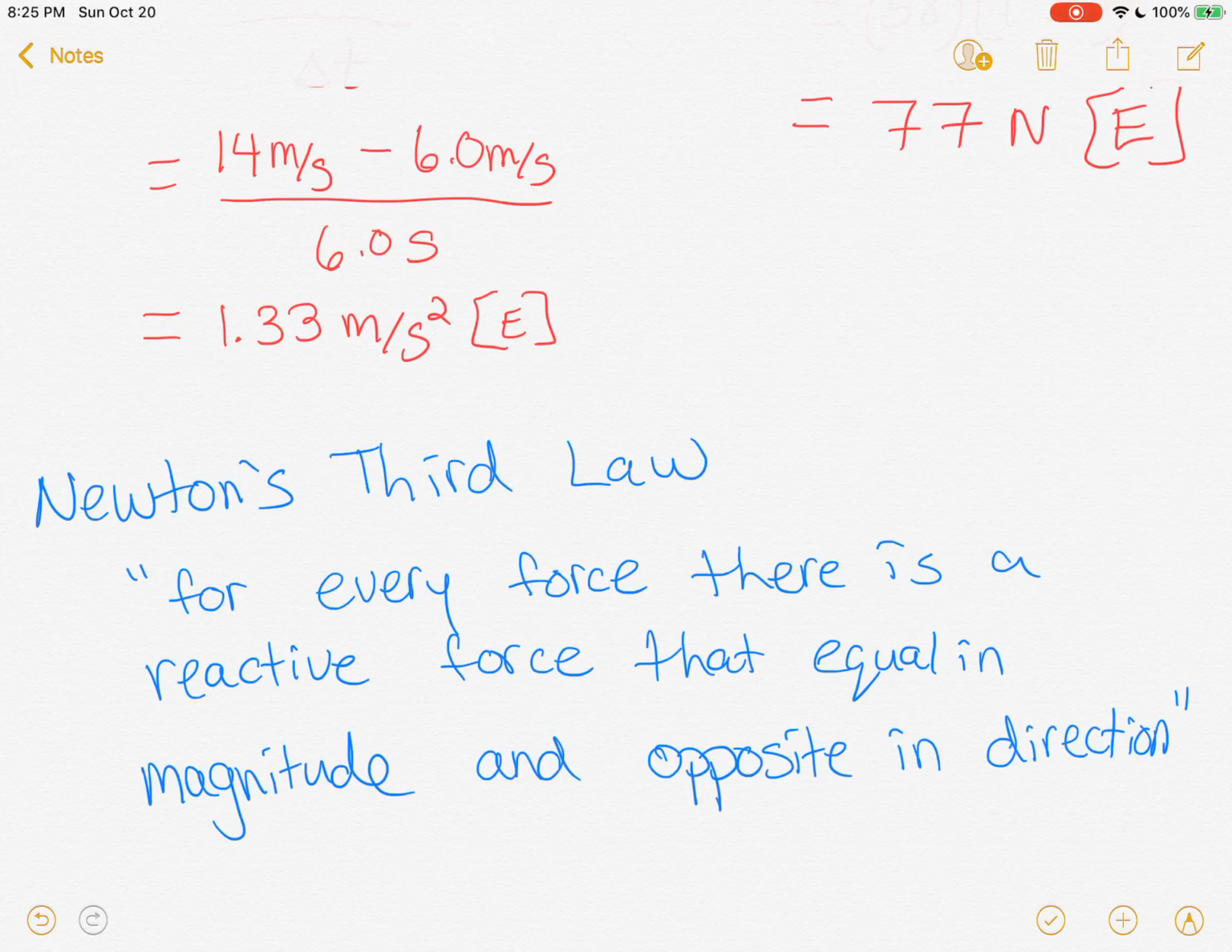So what this means is that whenever we have two objects that are going to come into contact with each other, one object is going to push on the other, and they're going to push back and forth with forces that are equal to each other in magnitude, but that are opposite in direction.